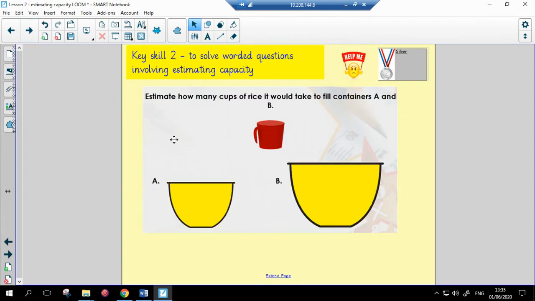Here's another one. Estimate how many cups of rice it would take to fill containers A and B. Well, this container isn't very big, and these are quite big. I would estimate that the red container would probably need to be filled and emptied 10 times to fill container A. Now, looking at this container that's even bigger, probably 3 times larger, I would say it would probably take about 30 of the red cups to fill this. So 3 times the 10 cups that I estimated for A.